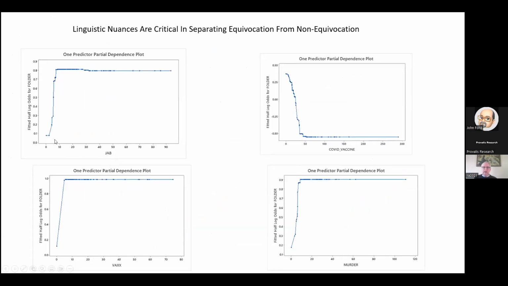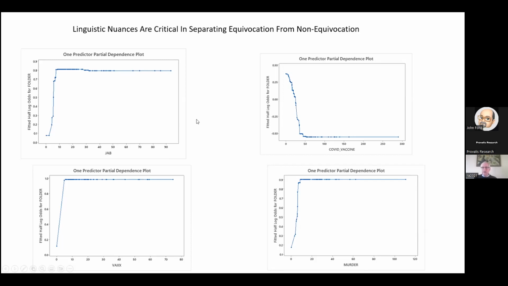And you can see here that using the term jab instead of the term vaccine, they have opposite effects, right? One is a predictor, one is not. You also have others, one that uses the word murder and things of that nature. So all this comes from the use of TreeNet out of Minitab.